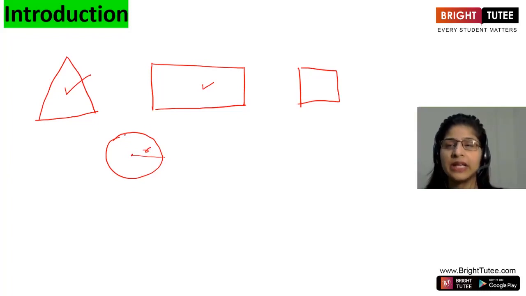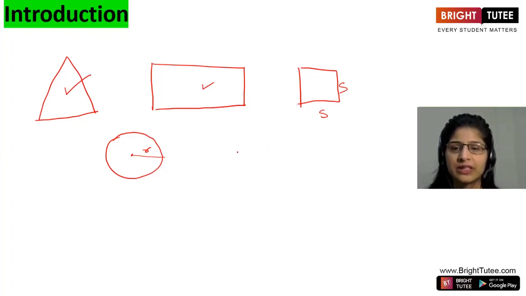Then comes area. We have discussed area of circle, which is pi r square. Area of rectangle is length into breadth, and of square it is side into side, if we have s as the side length. So now we will recall what we have done in the previous grade.